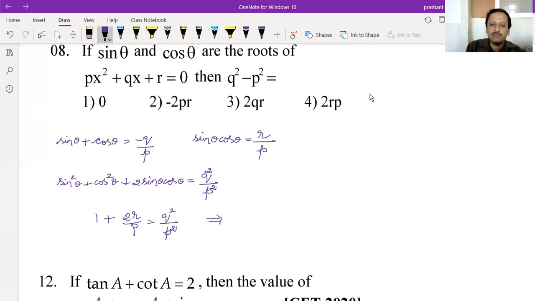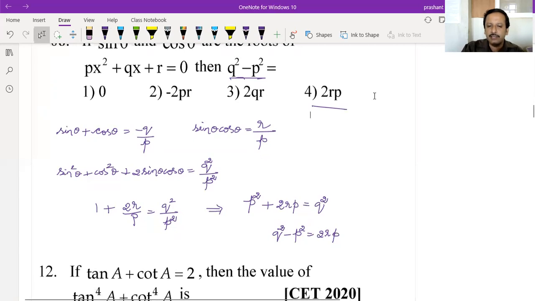Now this will imply, I'll multiply this equation by p square. We are going to get p square plus, here if I cancel, multiplying by p square will cancel one of those p, the other p will remain. P square plus 2rp is equal to q square. What we are asked to calculate in the question is q square minus p square. So bring this p square to the RHS, and we get q square minus p square is equal to 2rp, which is the fourth option.